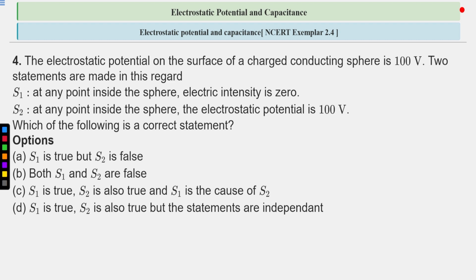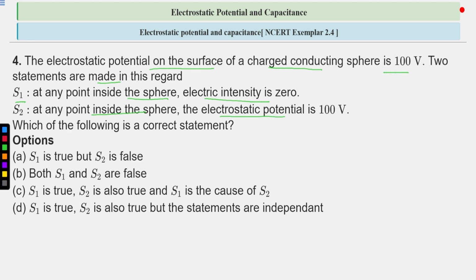So next example 2.4. The electrostatic potential on the surface of a charged conducting sphere is 100 volt. Two statements are made in this regard. First statement is, at any point inside the sphere, electric intensity is 0. Second statement is, at any point inside the sphere, electrostatic potential is 100 volt. Which of the following is correct statement?